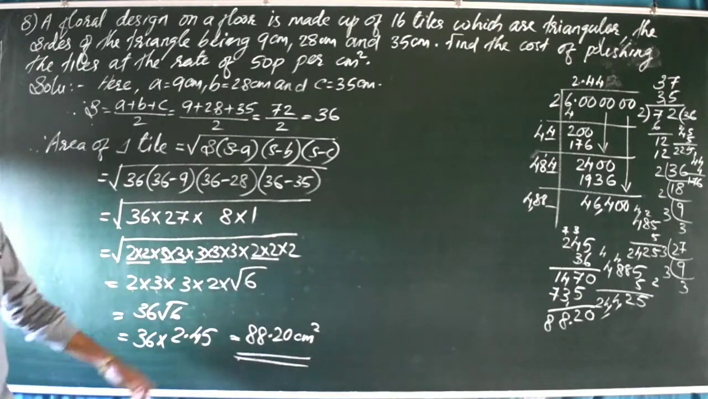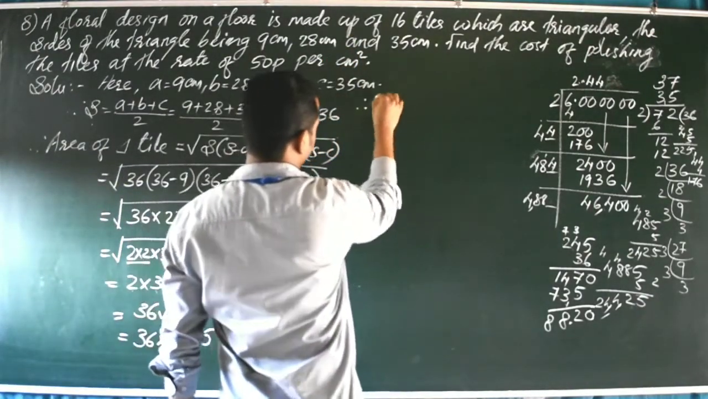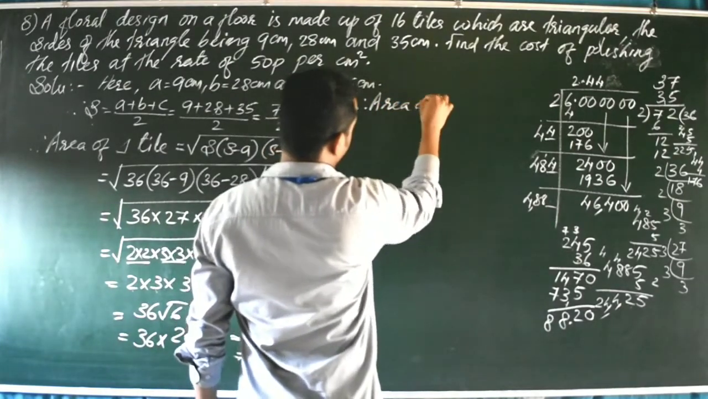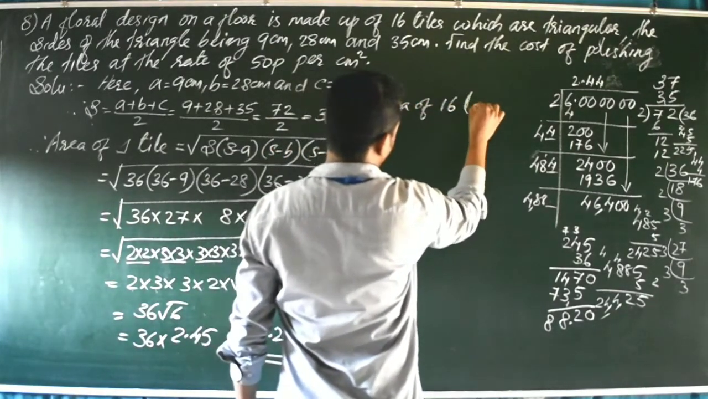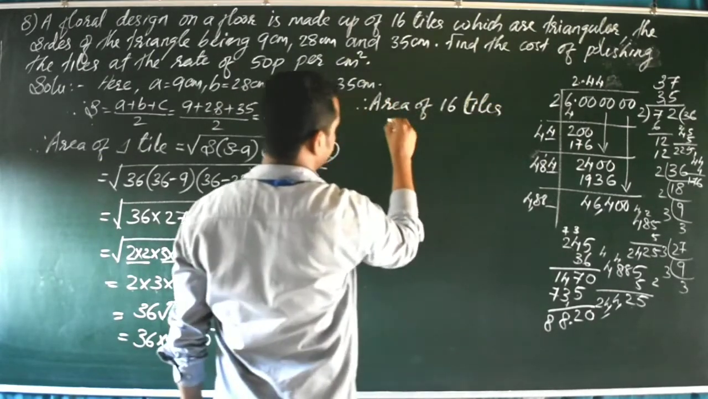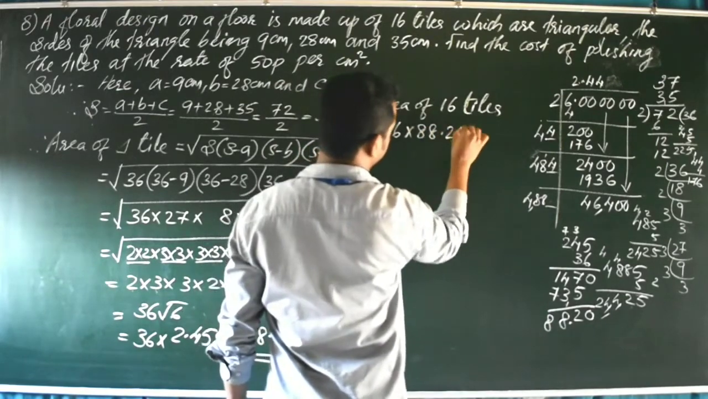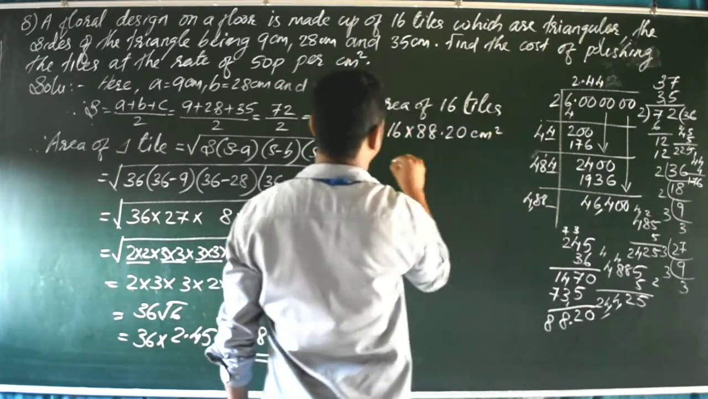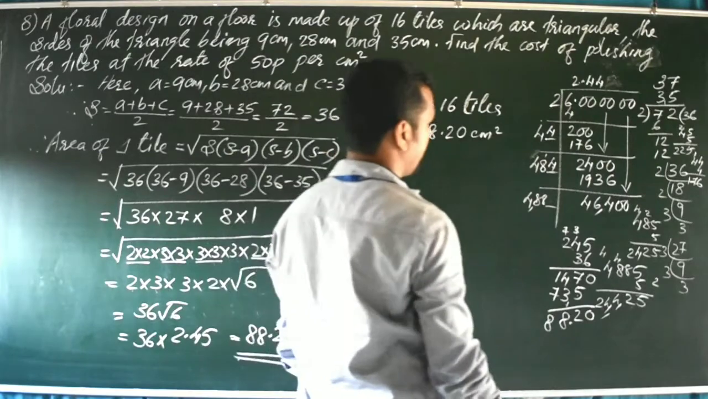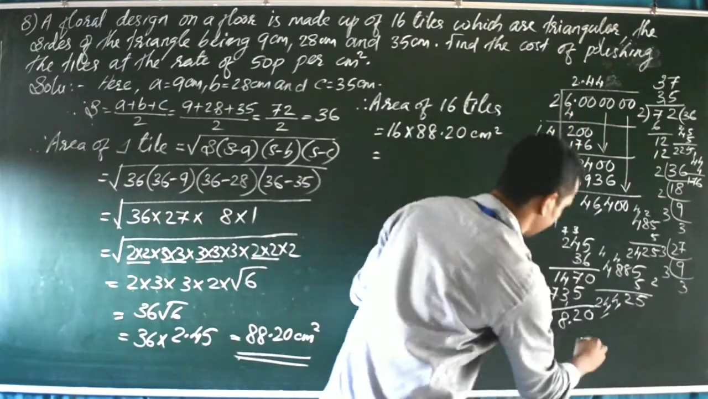Total how many tiles are there? 16 tiles are there. Therefore the area of 16 tiles is equal to 16 into 88.20 centimeter square. Multiply now. 16 into 88.20. Here we can multiply.